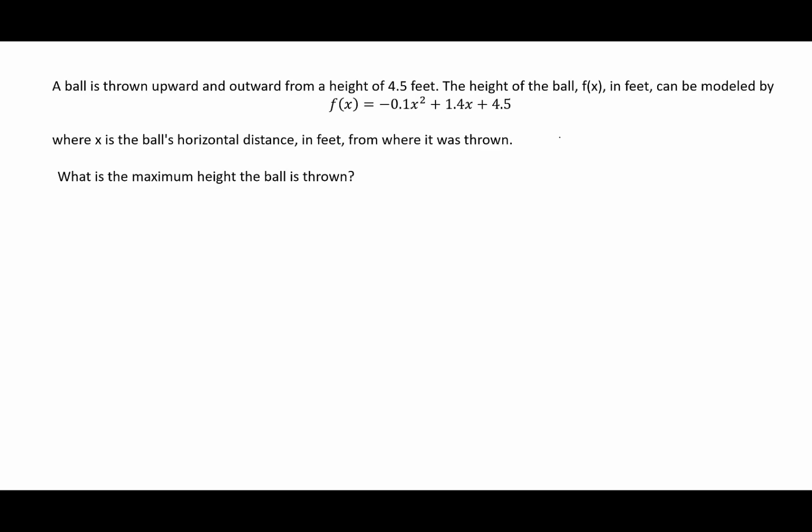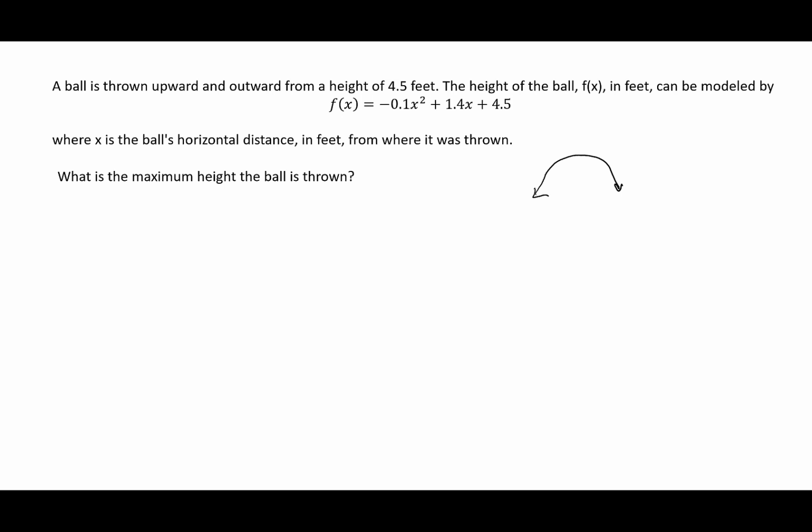Next question says a ball is thrown upward and outward from a height of 4.5 feet. The height of the ball, f of x in feet, can be modeled by f of x is negative 0.1x squared plus 1.4x plus 4.5, where x is the ball's horizontal distance in feet from where it was thrown. What is the maximum height the ball is thrown? So again, we're thinking about maximizing it.